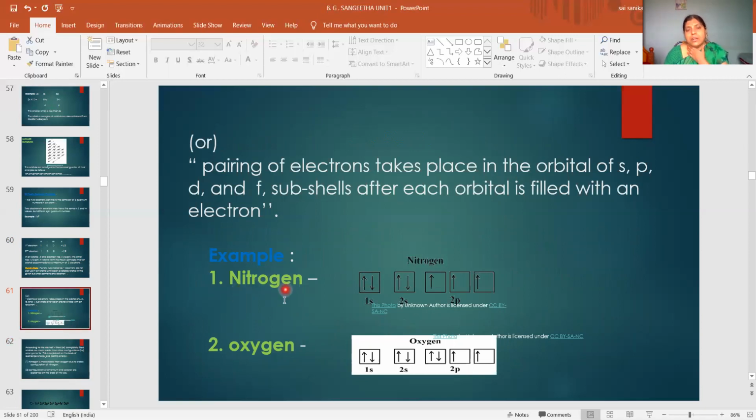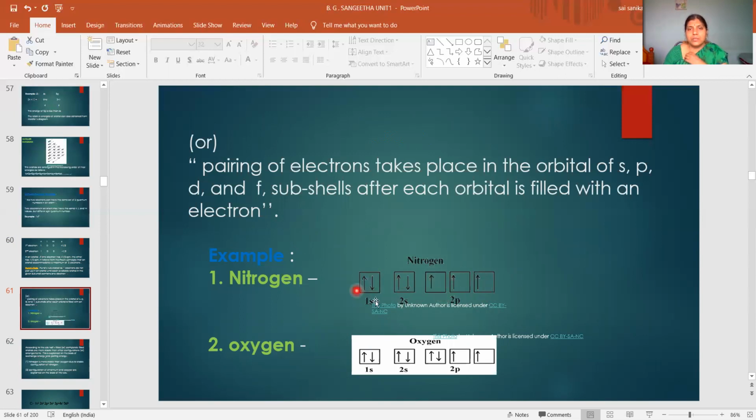We will consider an example, nitrogen. If you take the nitrogen atom, its atomic number is 7. So 1s2, 2s2, 2p3. Here, how will we fill? This is the 1s orbital, this is the 2s orbital, and this is the 2p orbital. In the s subshell, only one s orbital will be present. Here, in the second orbit, the 2s orbital, also only one orbital. In the p subshell, how many p orbitals? Three p orbitals.